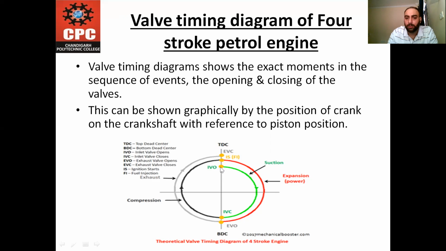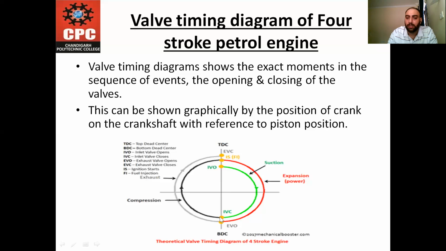Inlet valve is open. Then the piston moves from TDC to BDC. So this is the BDC. Here the inlet valve is closed. Then the crankshaft rotates 180 degrees. So this is the suction stroke.